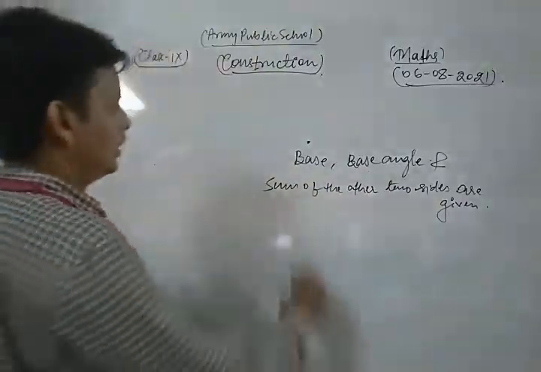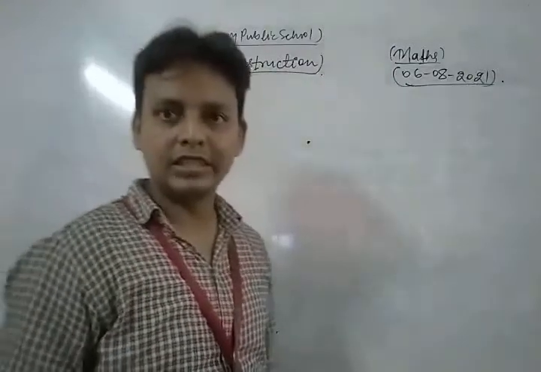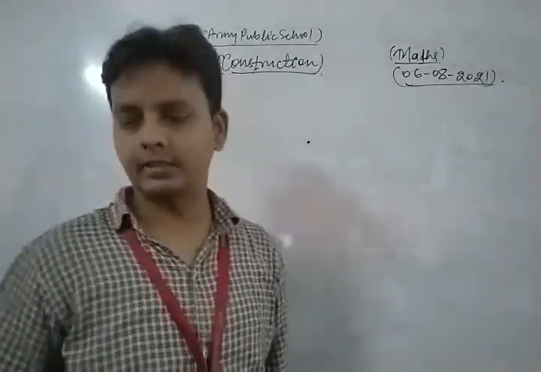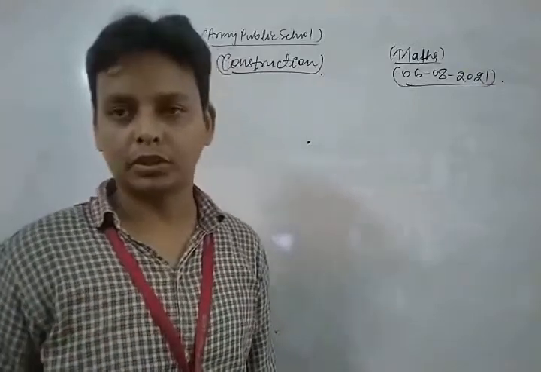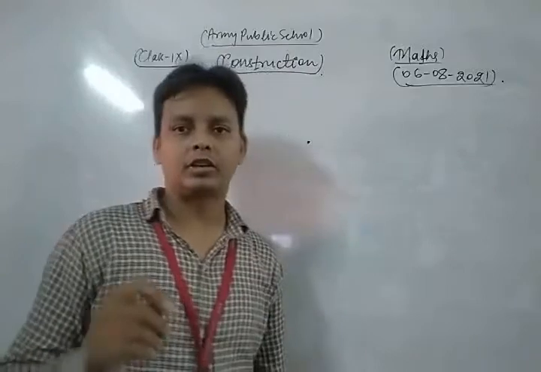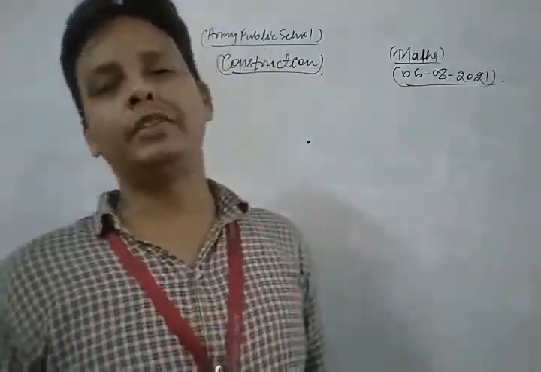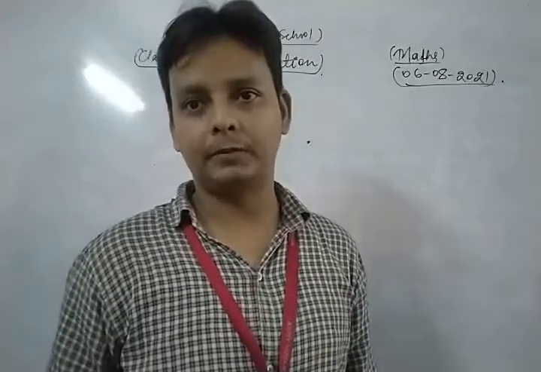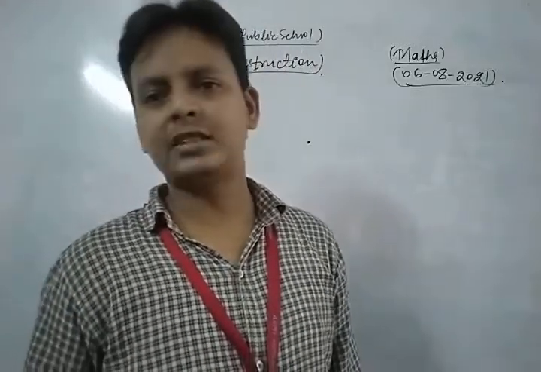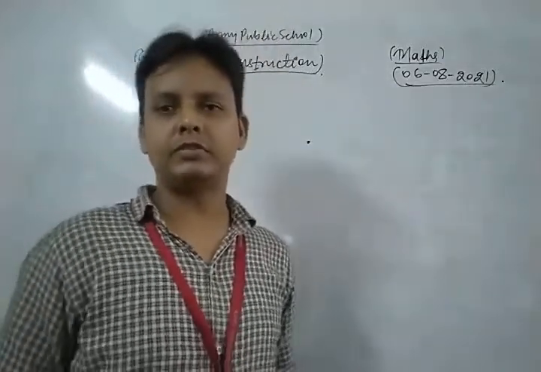Now in today's class we take one more question based on these topics. After that we are going to discuss the last and very important topic of the chapter construction: the construction of a triangle when its one base angle and the difference between the two sides are given. First of all, we take one more question based on the previous topics.